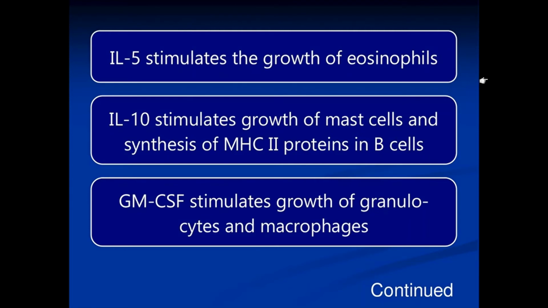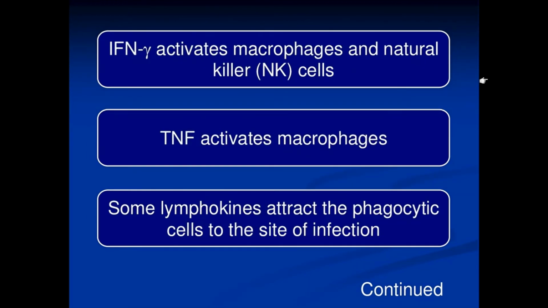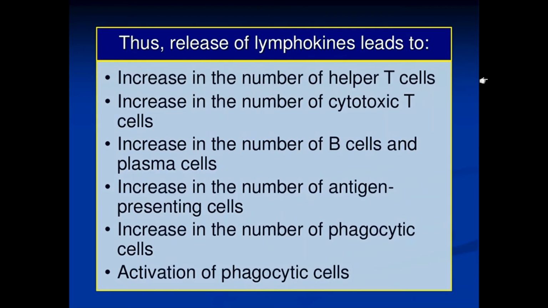Interleukin 10 stimulates the synthesis of the MHC class II protein in the B cells, whereas the GM-CSF stimulates the growth of the granulocytes and the macrophages. IFN gamma stimulates and activates the macrophages and the natural killer cells, and the TNF activates the macrophages. And some of the lymphokines attract the phagocytic cells to the site of an infection.